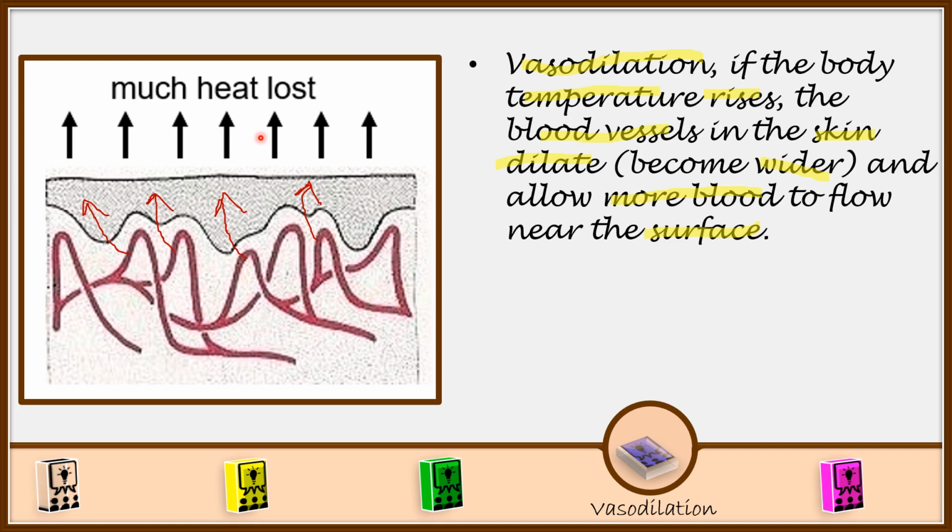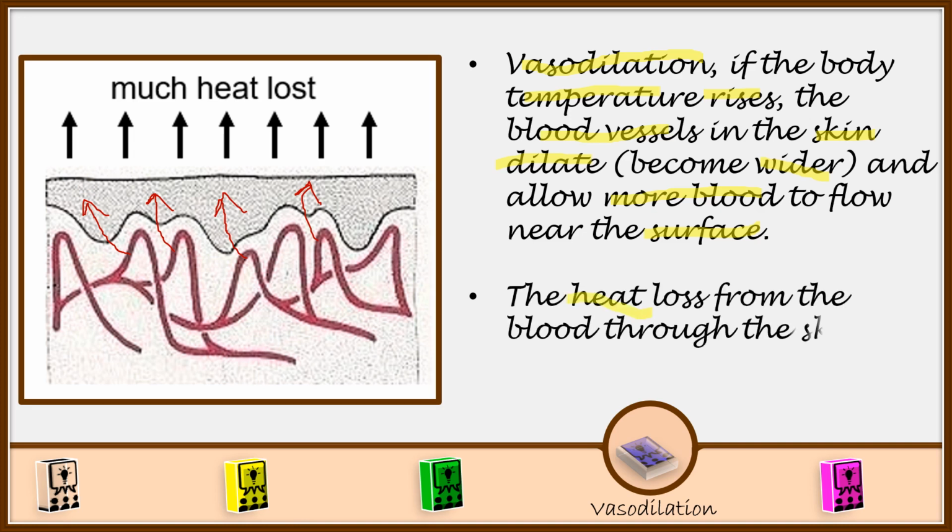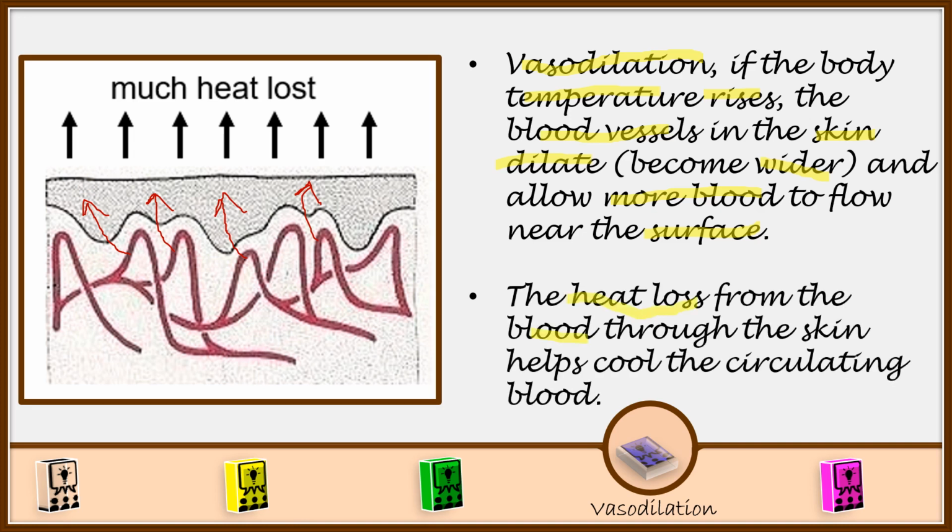That is because the blood vessels have become wider, and when they become wider, they allow a lot of blood to come to the surface, and when a lot of blood comes to the surface, it allows a lot of heat to disappear through the skin surface, and then it goes outside where it is going to evaporate. The heat loss from the blood through the skin helps to cool the circulating blood.